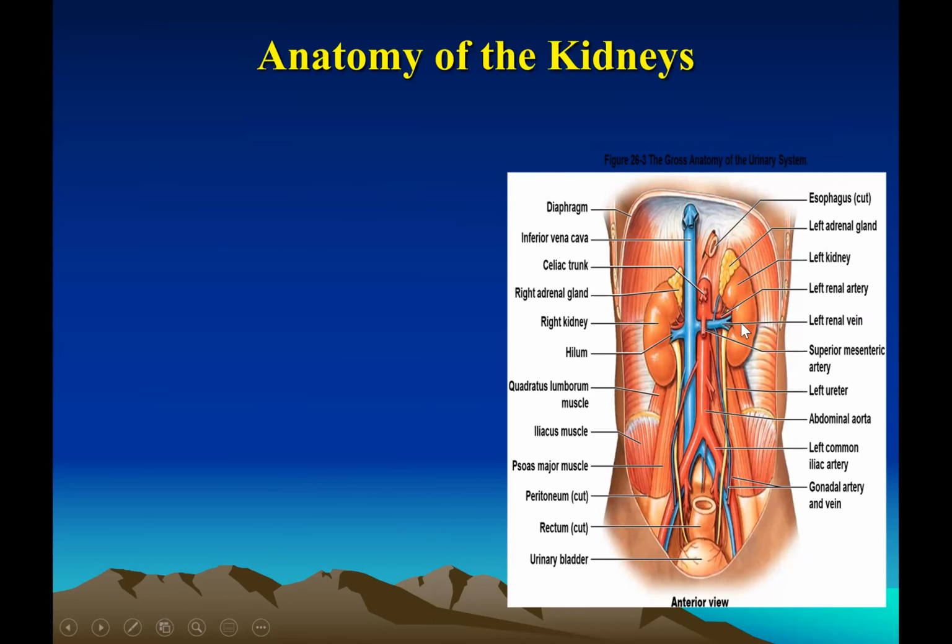about 150 grams in weight. At the point of entry of the main artery, you can see the left renal artery and left renal vein. The point of entry has an indentation called the hilus. It looks like a red kidney bean. That's why it's called kidneys.